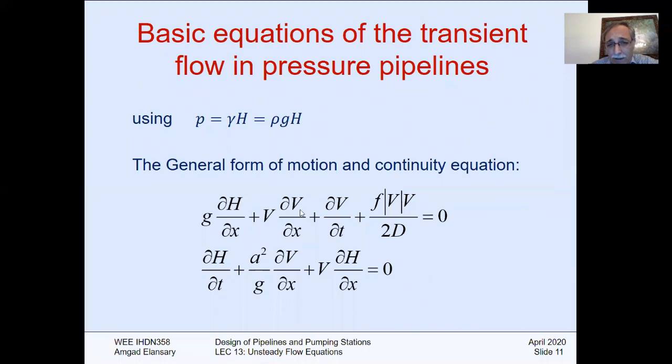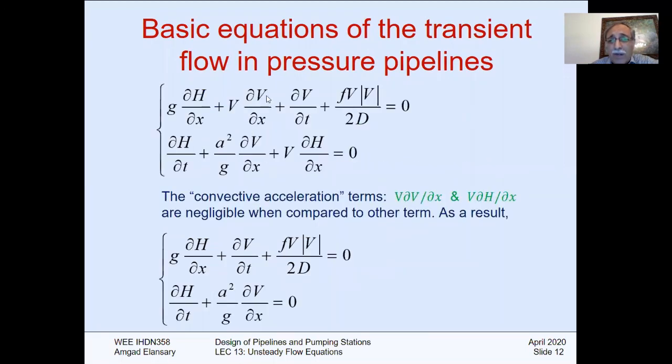Remember, there is a term here, V partial V by partial X, and another term, V partial H by partial X. To make it simpler, these two terms, the convective acceleration, I'm going to take out. They are very small with respect to the other terms, so we can remove them and have the simple equation of momentum like this, and the continuity like this. Those are the two equations we're going to live with for the rest of the lecture. This is the momentum, and this is the continuity.